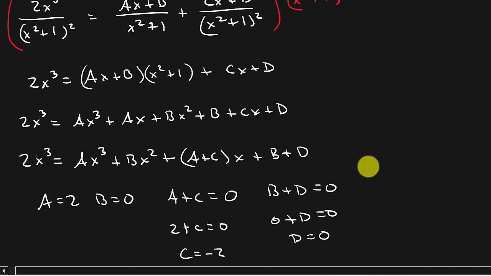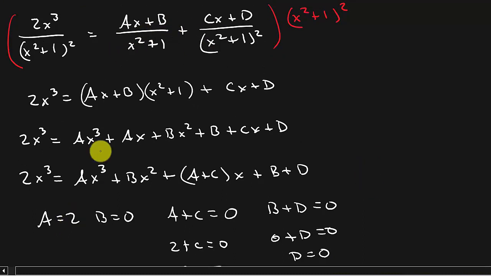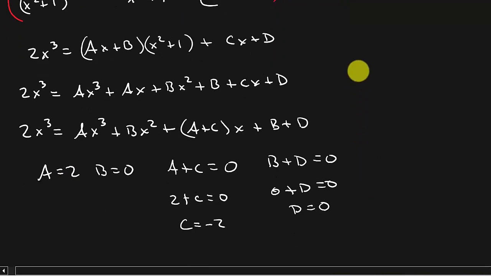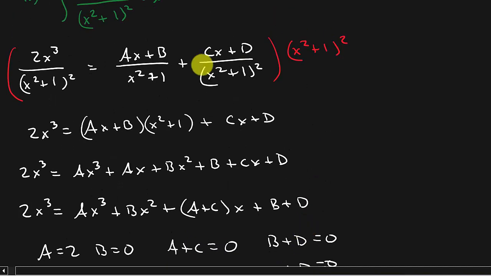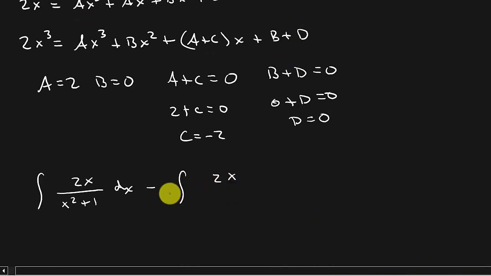All right, so we're going to plug everything in. a is 2, b is 0. So that's going to give me the integral of 2x over x squared plus 1 dx. Okay. And then c is negative 2, so that's minus the integral. D is 0, so that's minus the integral of 2x over x squared plus 1 squared dx.